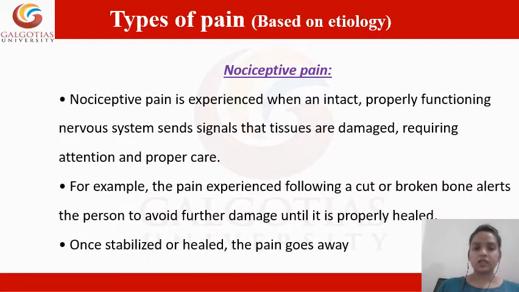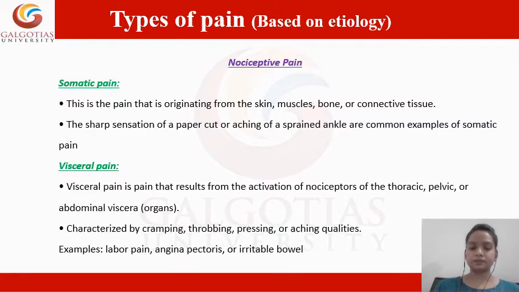Nociceptive pain is experienced when an intact, properly functioning nervous system sends a signal that tissues are damaged, requiring attention and proper care. For example, the pain experienced following a cut or broken bone alerts the person to avoid further damage until it is properly healed. Once stabilized or healed, the pain goes away.